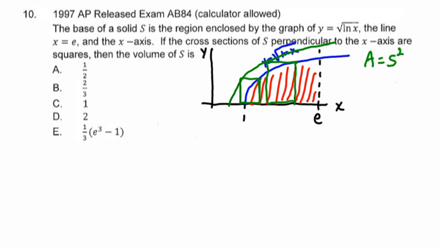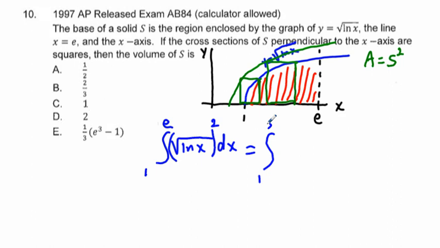Anyway, what we have is the integral from 1 to e of the square root of ln x dx. But because we have a square, the formula is A equals s squared, so we square this square root of ln x. The square root and the square will cancel each other, so we have the integral from 1 to e of ln x dx.